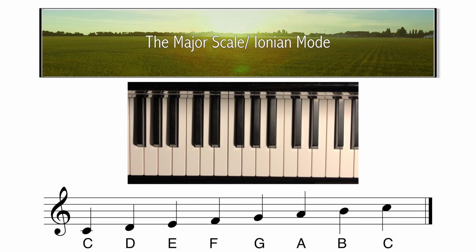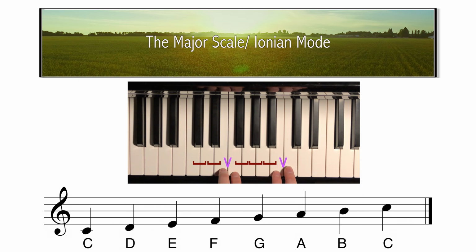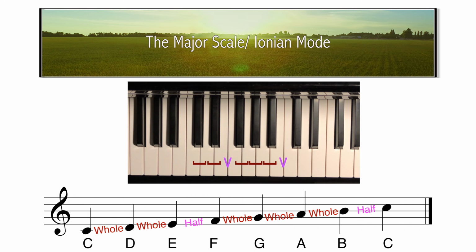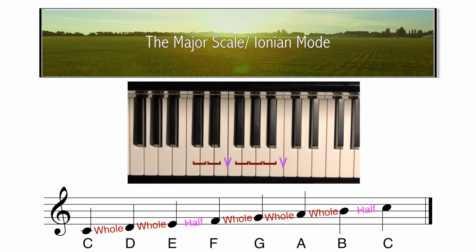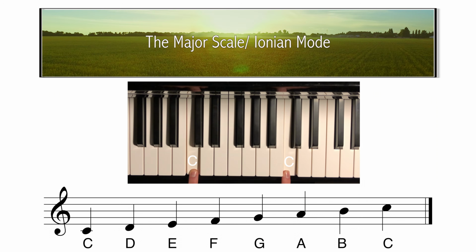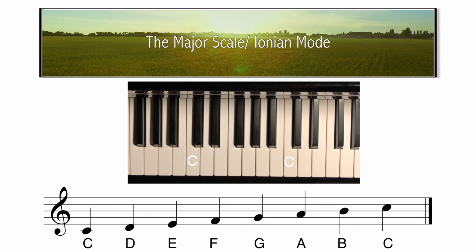What is important to note is this fundamental pattern of whole steps and half steps. Whole, whole, half, whole, whole, whole, half. This is the formula to get a major scale regardless of which pitch you start on. So by playing this group of notes in this order, we get the C major scale, also called C Ionian.